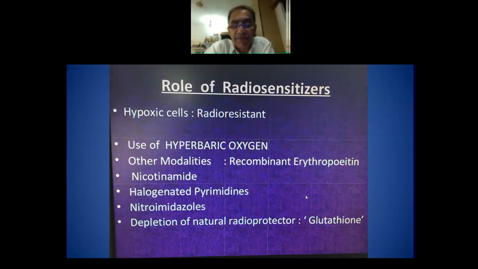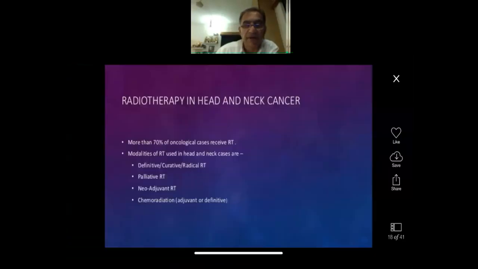So there's a lot of focus on the hypoxia of the tumor cell. So this is where the role of radiosensitizers has come in, and there are a lot of compounds, chemicals which have been used as radiosensitizers. So you try to give something along with the radiation so that you make the tumor more responsive to radiotherapy.